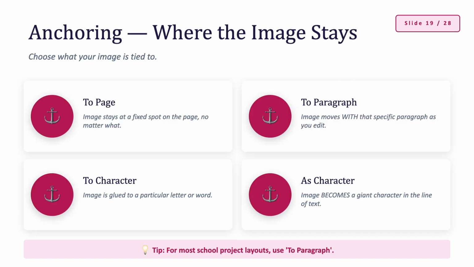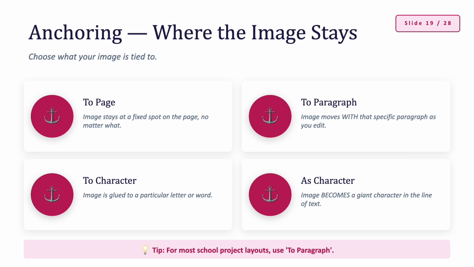Anchoring, where the image stays. Anchoring is like deciding what your image is attached to. You have four choices. Anchor to page: the image stays in the same spot on the page, no matter what you type. To paragraph: the image moves along with that specific paragraph. To character: the image follows a particular letter or word. When you move the word, the image follows. As character: the image becomes a giant character in the line of text, like a big emoji in a sentence.